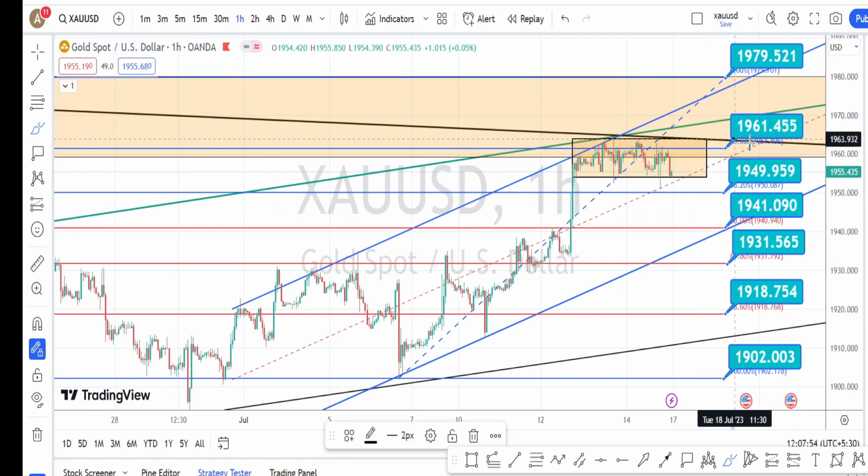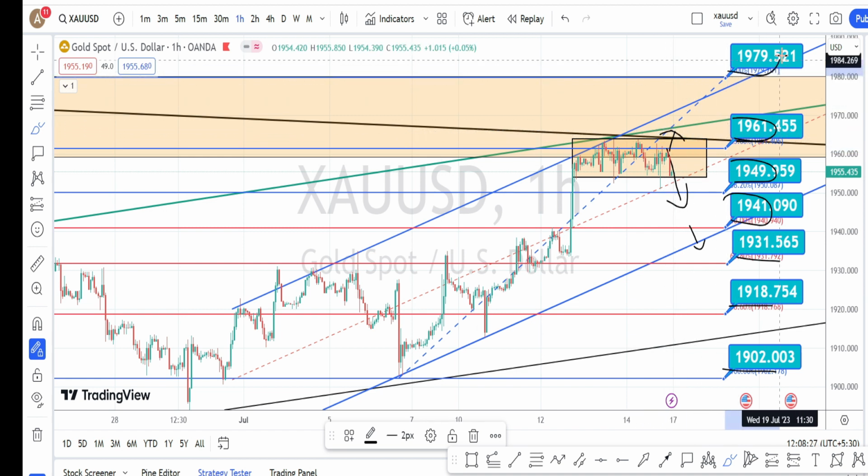Currently the price action is trading between the resistance level of 1961 and support level of 1949. Once the price action breaks this support level of 1949 on the bearish side, next level of support is going to be around 1941, and once the price action breaks this support level of 1941, next level of support is going to be around 1931, 1918 and 1900 on the bearish side. And on the bullish side, if the price action breaks this resistance level of 1961, next level of resistance is going to be around 1979 or 80.